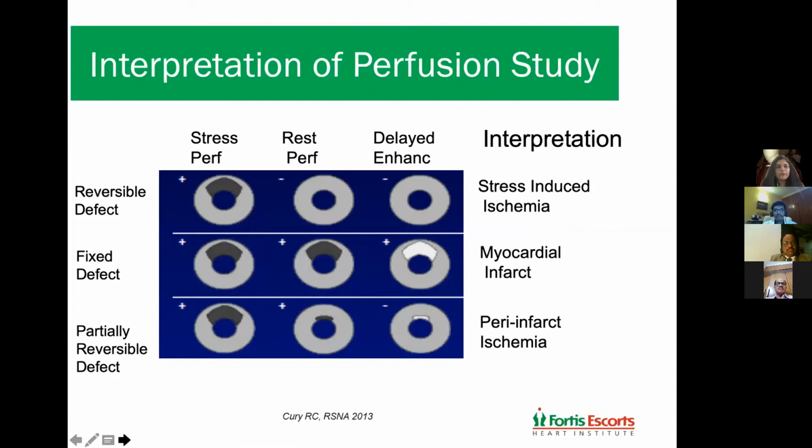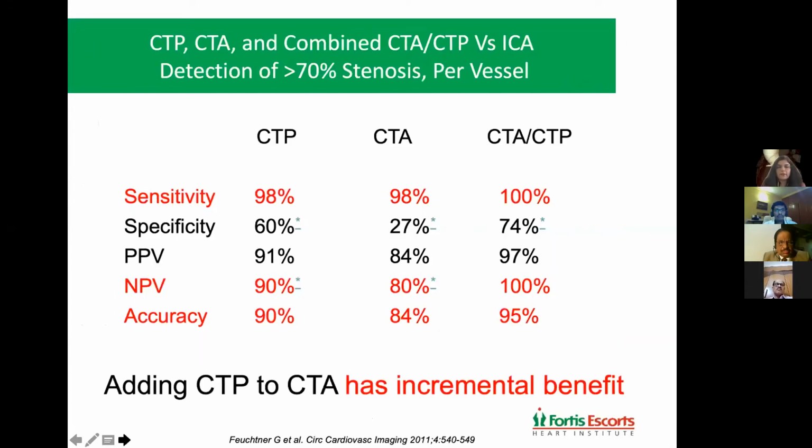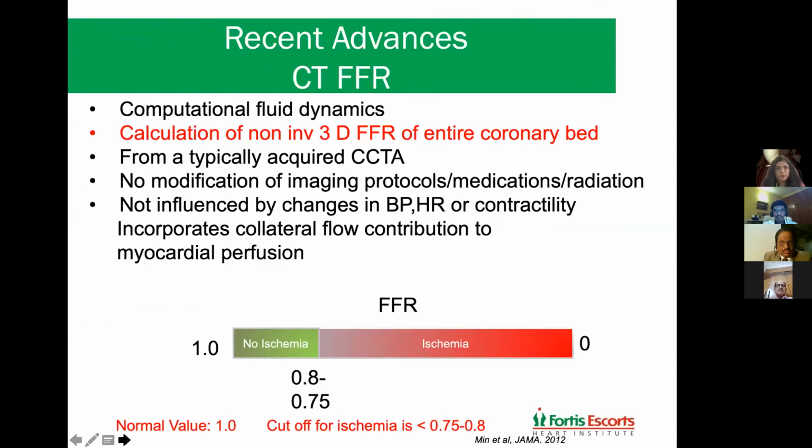We're looking at a reversible defect, a fixed defect, or a partially reversible defect between stress perfusion, rest perfusion, and delayed enhancement in order to diagnose stress-induced ischemia, myocardial infarction, or peri-infarct ischemia. Combining CT and CTP definitely has its advantages because it gives us an incremental benefit with a sensitivity of 100% and a negative predictive value of another 100%.